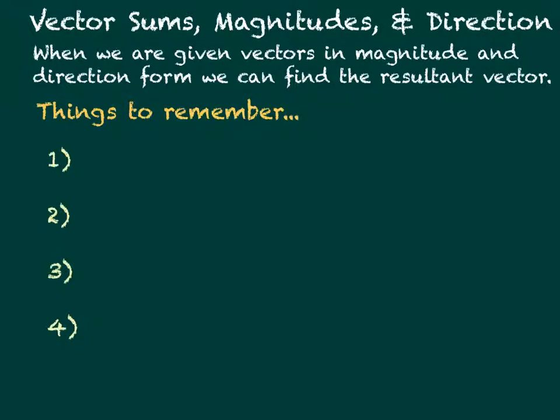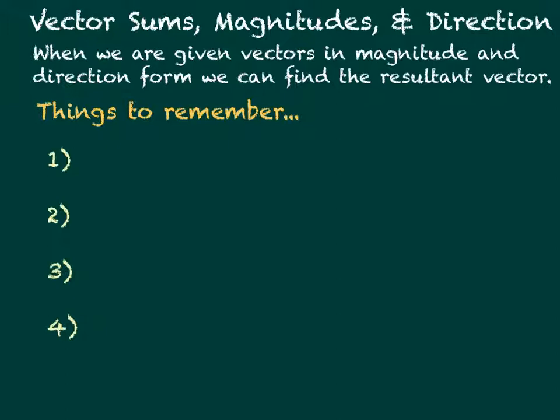Vector sums, magnitudes, and direction. When we are given vectors in magnitude and direction form, we can find the resultant vector. And this can be used to solve some word problems or just anything involving vectors. Find directions of vectors. There are a few things that we would want to remember in this case.